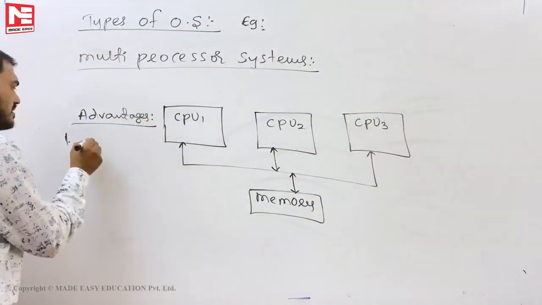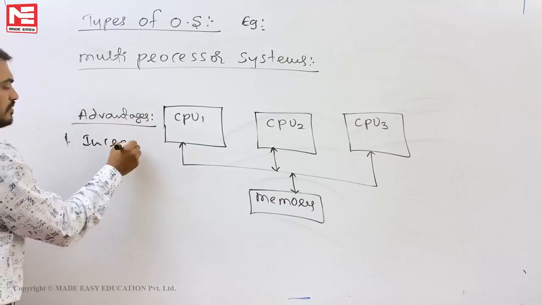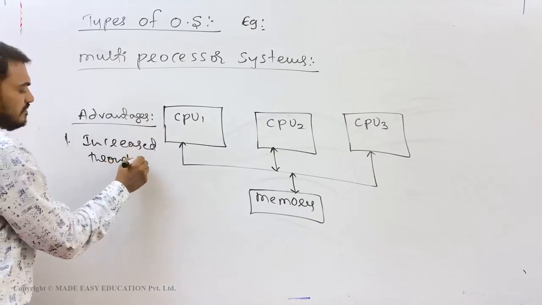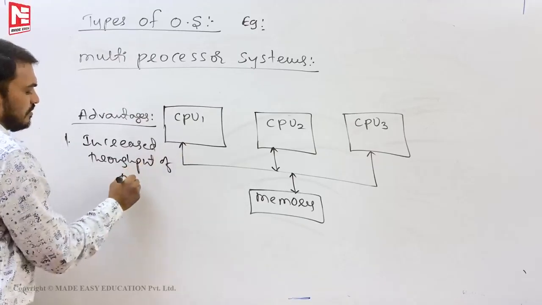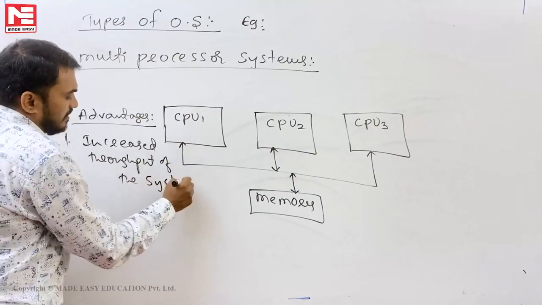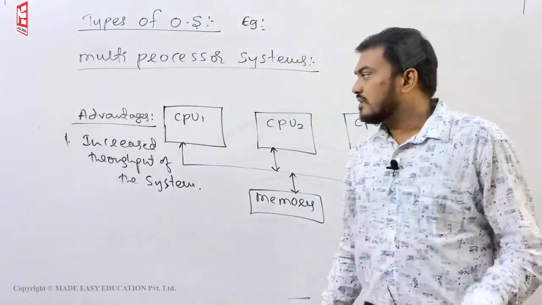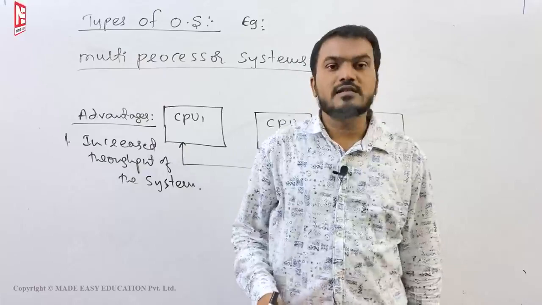Note down the first advantage: increased throughput of the system. Understand here, that's the first advantage, increased throughput of the system.